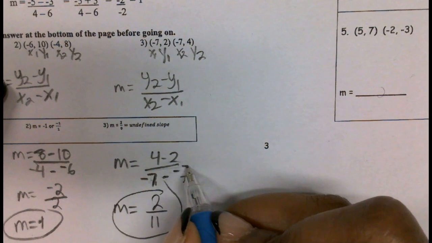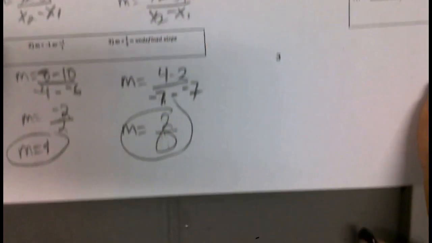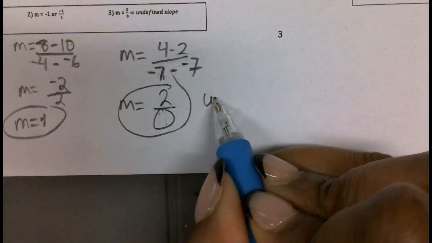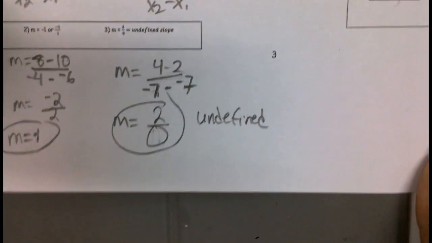-7 minus a -7. What does that give you? That gives you 0. What is that going to be? It's undefined. No, undefined.